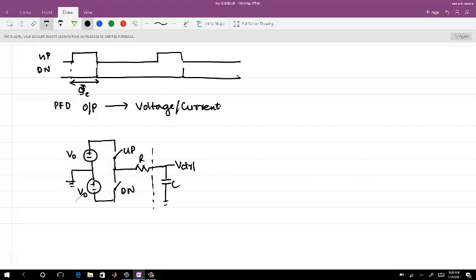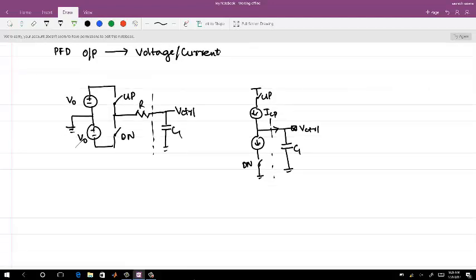Another implementation: this was the voltage based implementation. The other one uses current sources, a charge pump, and a capacitor C1. This is again part of the loop filter. This current source is switched with up, and this one is switched with down. So you have both the voltage based and the current based implementations. This is the phase error conversion to a proportional voltage or current. Finally, we want a proportional control voltage; it's just the way of conversion.